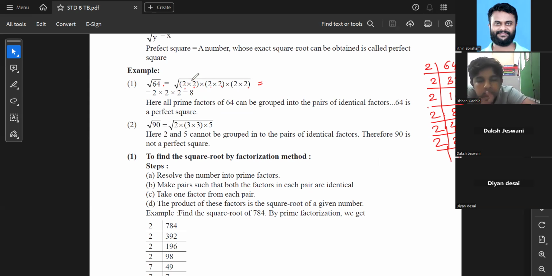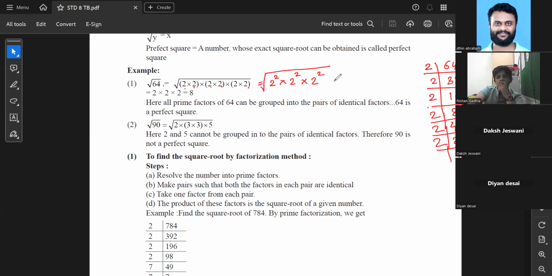So this is a pair of 2. This is a pair of 2. This is a pair of 2. So you've got 3 pairs of 2. Each pair can be written as 2 multiplied by 2, which can be written as 2 square. Then again you have 2 multiplied by 2, which is 2 square. Then again 2 multiplied by 2, which is 2 square. Overall you have a square root.